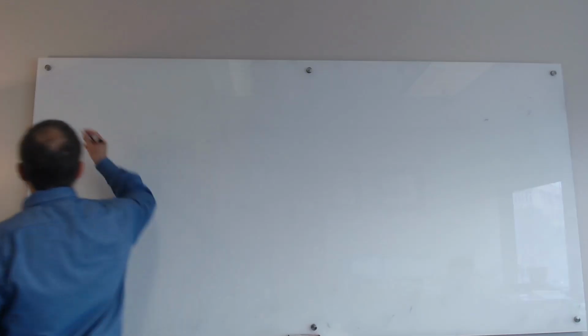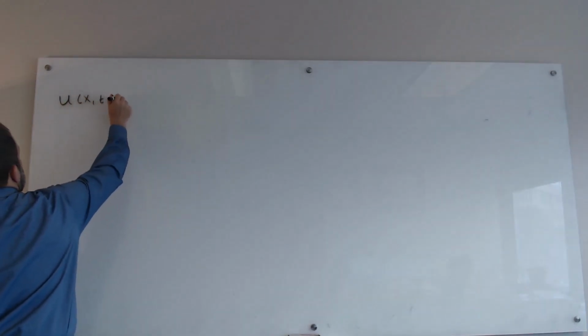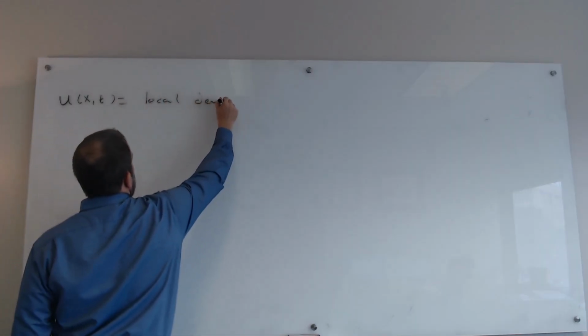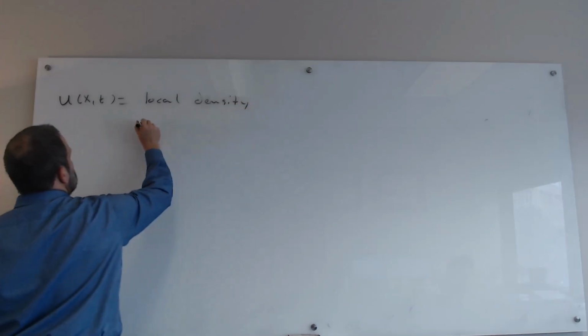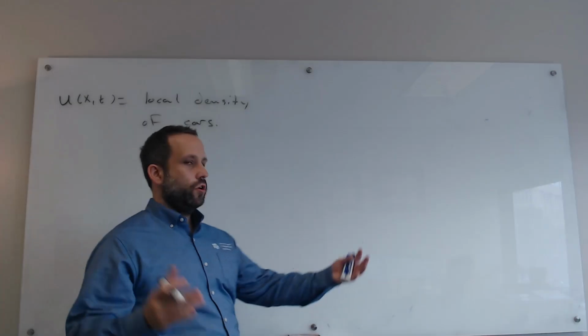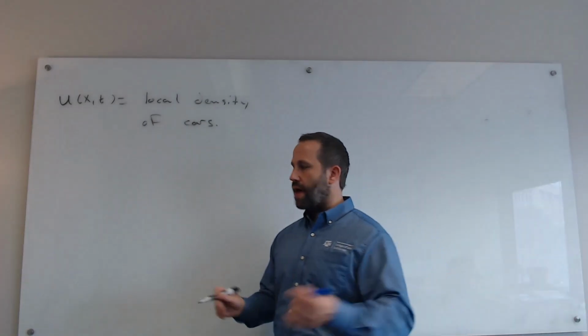Okay, so now I want to derive the traffic equation, and in the next video we'll work on solving and analyzing some of these problems. So we're going to have the following. u(x,t) is going to be the local density of cars. So it's a local density of cars, so the number of cars per mile, the number of cars per foot, whatever you want to have your units here.